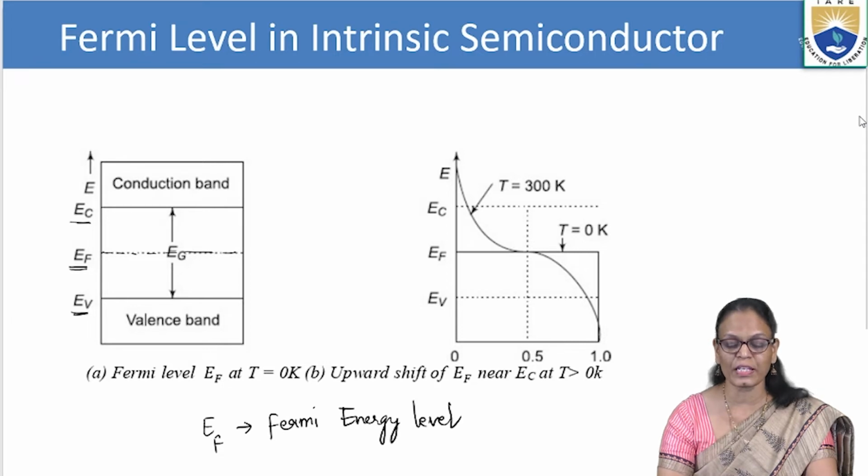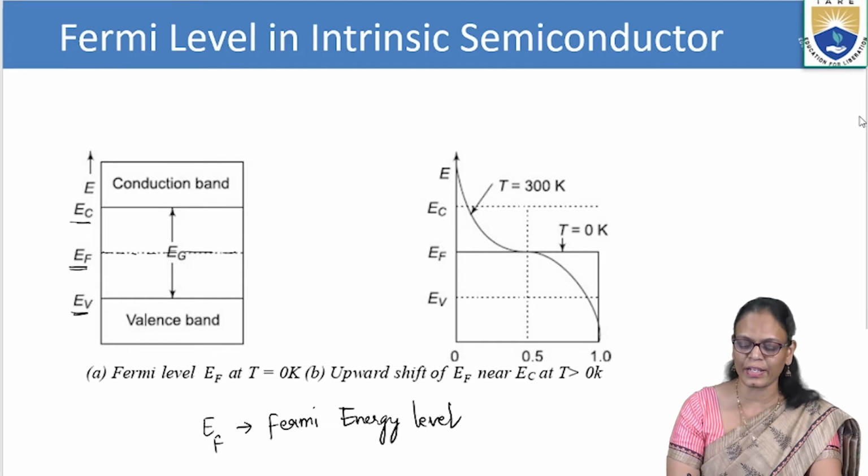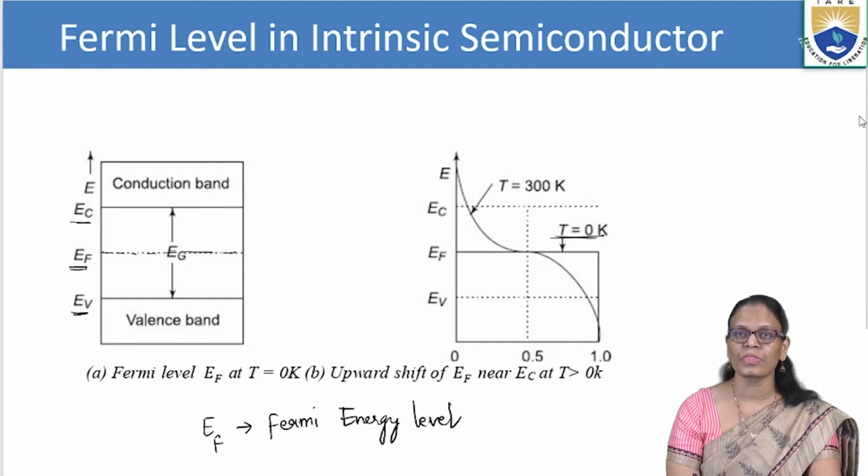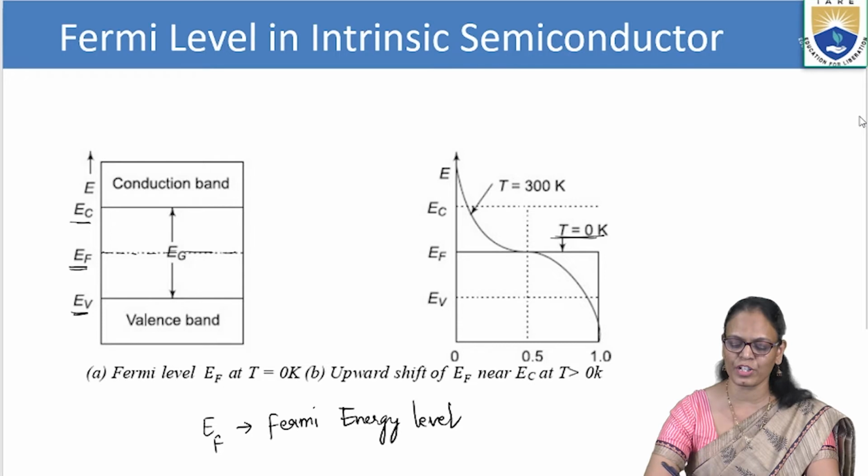So that is what we see here as EF. So at T equal to 0 Kelvin, the Fermi level lies exactly in between the energy gap, at the center of the energy gap. If this is the energy gap, it is exactly in the middle. And as the temperature increases, the electrons start moving to the conduction band. So the Fermi level starts shifting towards the EC. So this is how we see the shift.